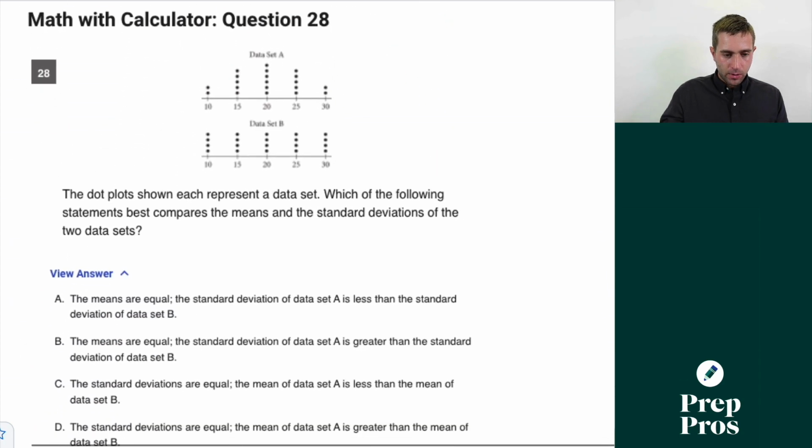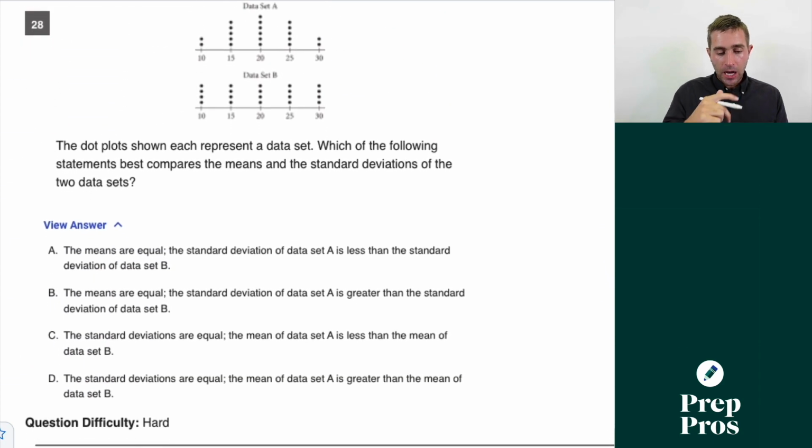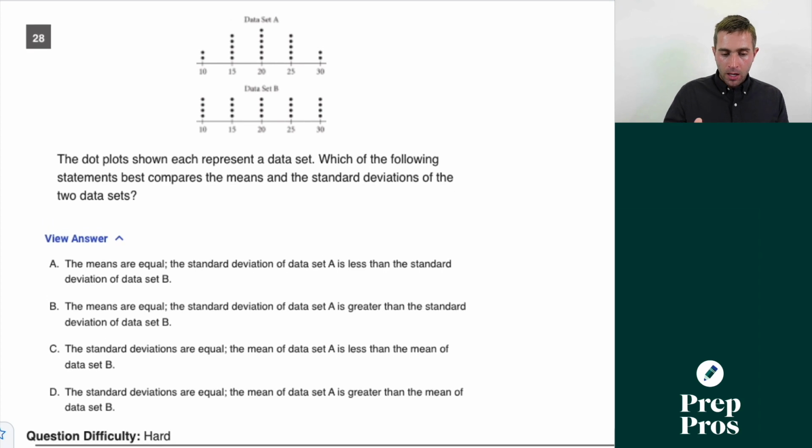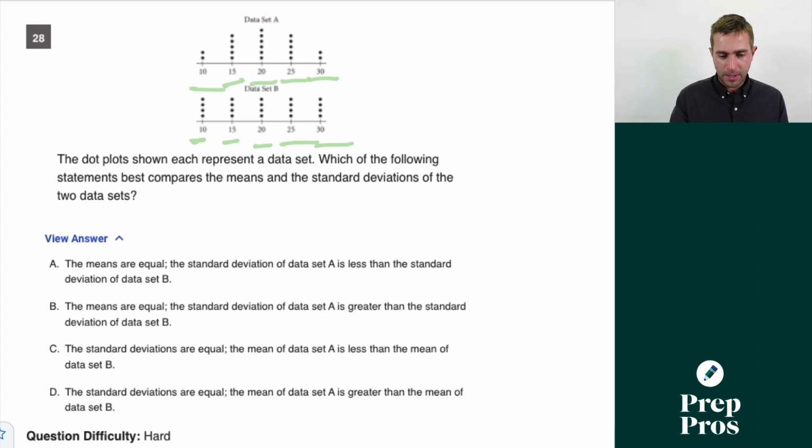All right, question 28 here. The dot plots shown each represent a data set. Which of the following statements best compares the means and the standard deviations of the two data sets? So if I want to solve for the mean, I'm going to have to add up all of these values and divide by the total number of values. So I can do that, but I want to see if there's a way I can get to my answer first without having to do that, because I like to keep my life as easy as possible.